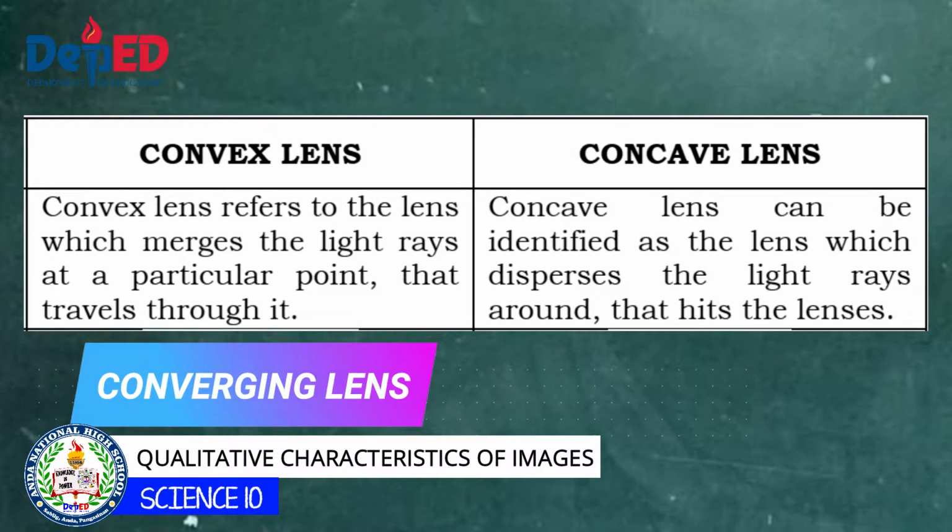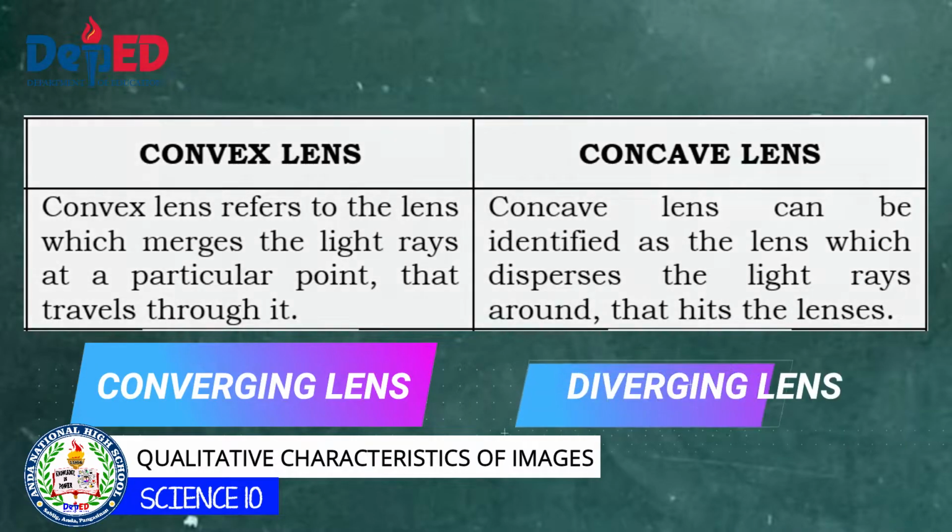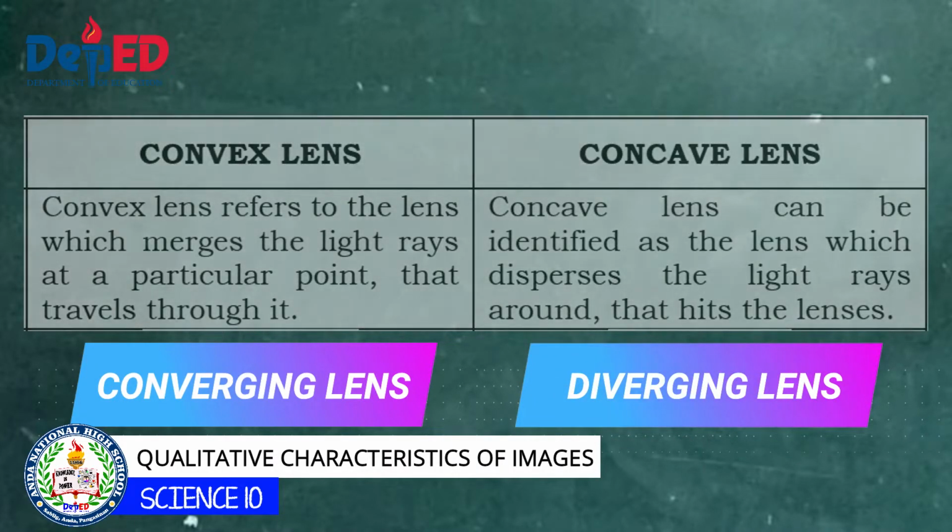The second one is concave lens. This type of lens can be identified as the lens which disperses the light rays that hit the lens. It is also known as diverging lens.